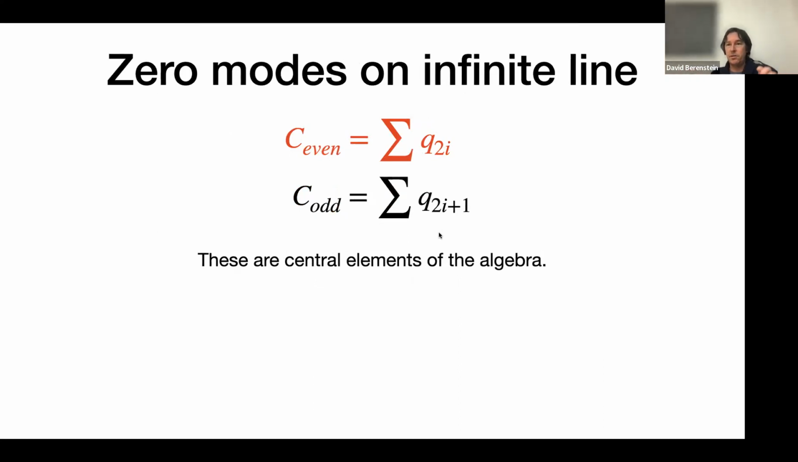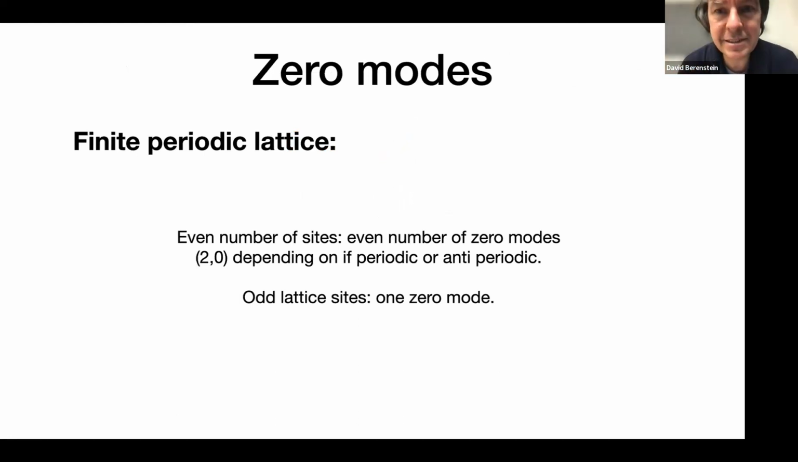So the idea is that when you look at the Qs, once you split them in oscillators, there's raising and lowering operators plus these 2 central elements. And then you can ask, do they survive if I do a finite periodic lattice? And now there's a distinction on whether I have an even number of sites or an odd number of sites on the lattice. So if I have an even number of sites, the number of bosonic variables is even. There's going to be an even number of 0 modes. It can be 2 or 0, depending on if the lattice is periodic or antiperiodic. And when you have an odd lattice size, there's 1 0 mode.